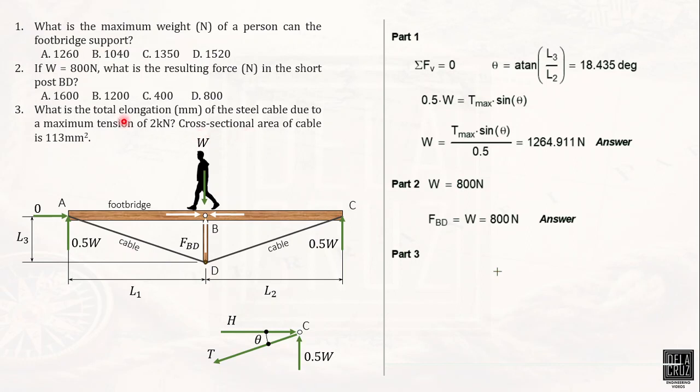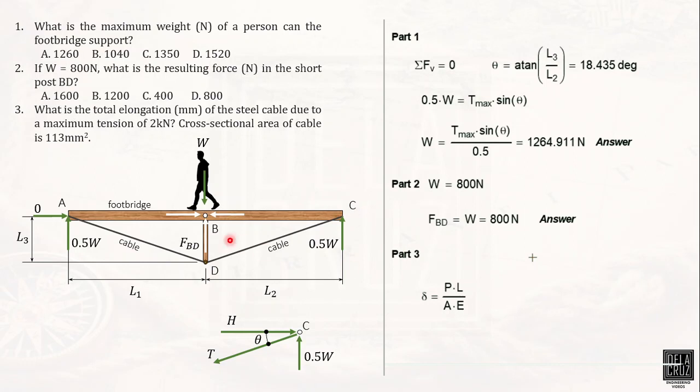The total elongation. So remember that the formula for elongation, delta, is PL over AE. This is our formula for elongation, right? So we can analyze just one segment, then multiply by 2. It can be this segment or that segment. They are the same.